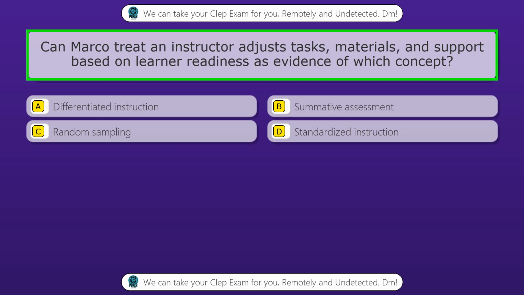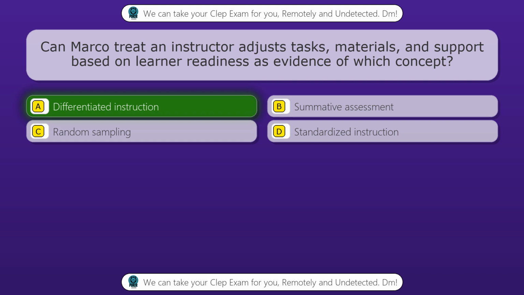Question 50. Can Marco treat an instructor adjusts tasks, materials, and support based on learner readiness as evidence of which concept? Option A, differentiated instruction. Option B, summative assessment. Option C, random sampling. Option D, standardized instruction. The correct answer is option A, differentiated instruction.